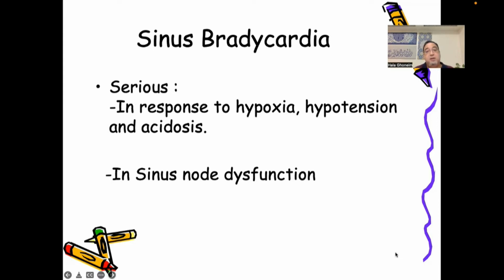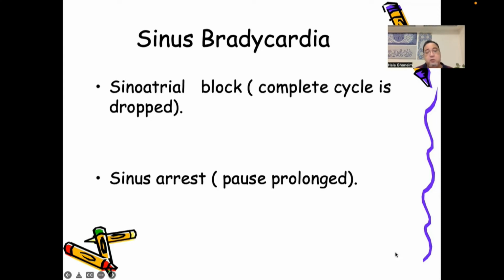So are all sinus bradycardias benign? No. Sinus bradycardia may be a sign or a flag of a very serious condition like hypoxia, hypotension, and severe acidosis. And in sinus node dysfunction, we will touch on this later on.